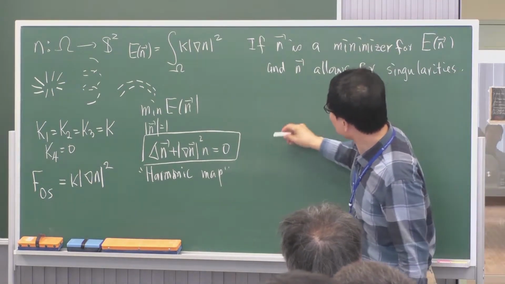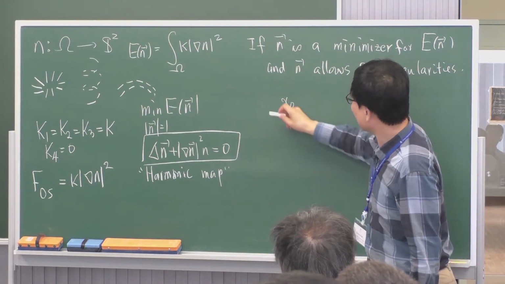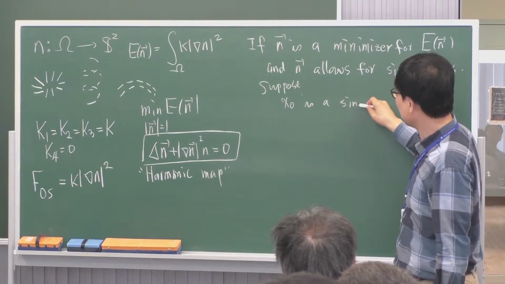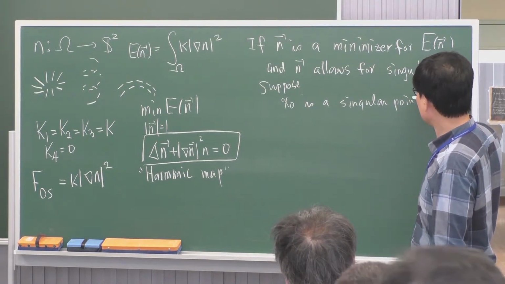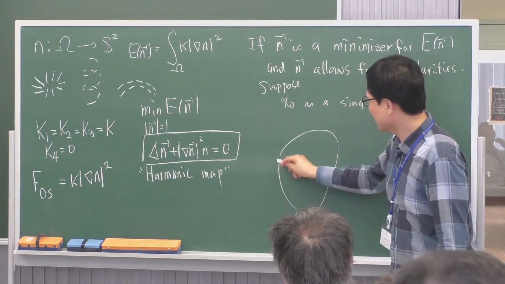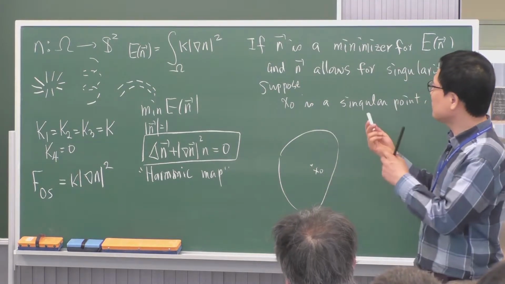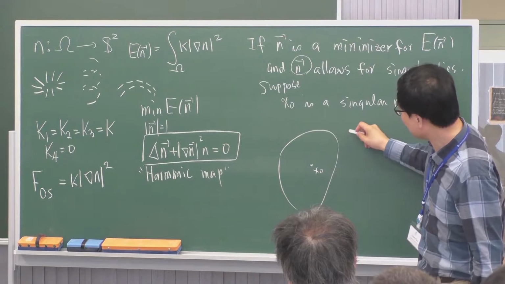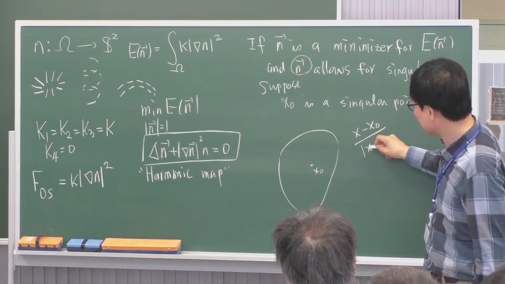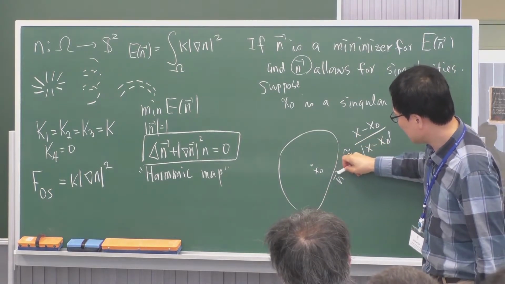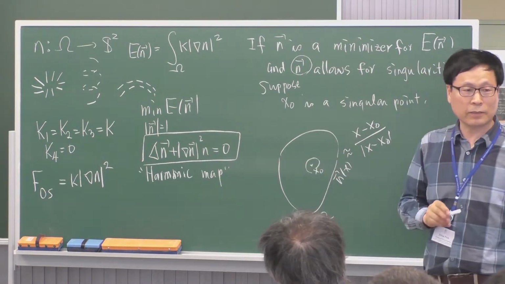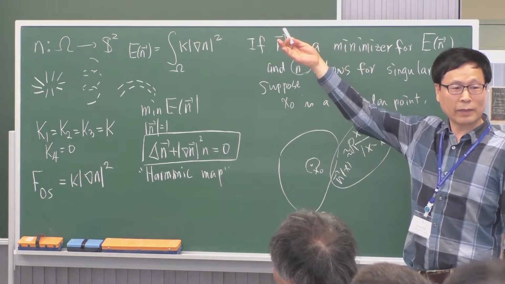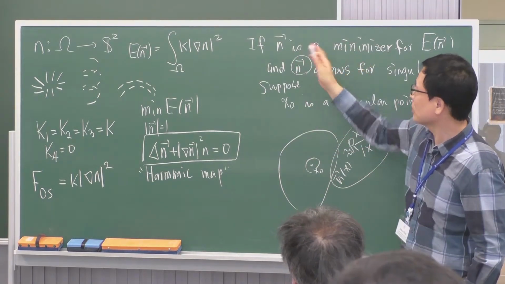Suppose x0 is a singular point. Then you have a domain omega, and I have x0, and the behavior of the director field n around here looks like this. Or you get a rotation matrix. This is well studied by Nonlinear and Troyan, and people extended it to the Oseen-Frank energies.